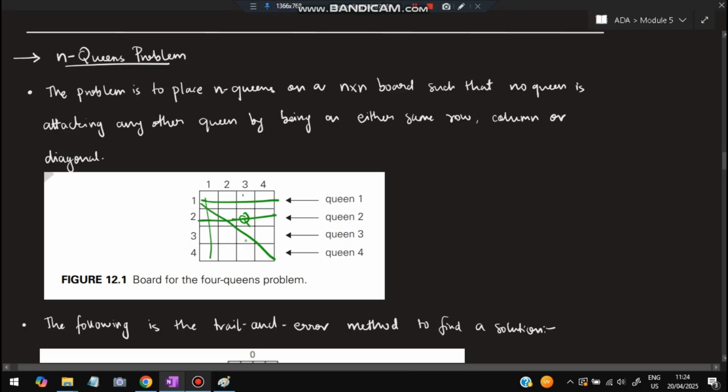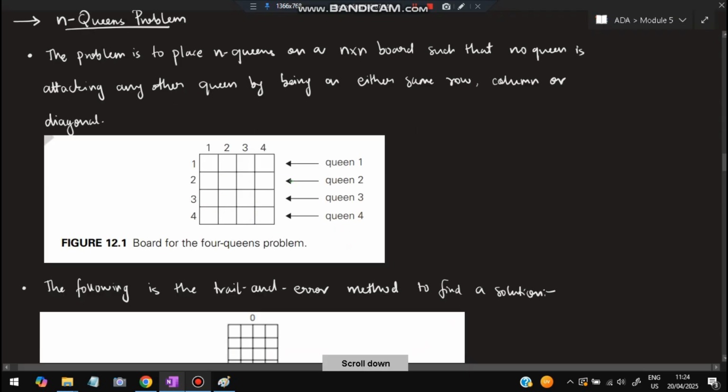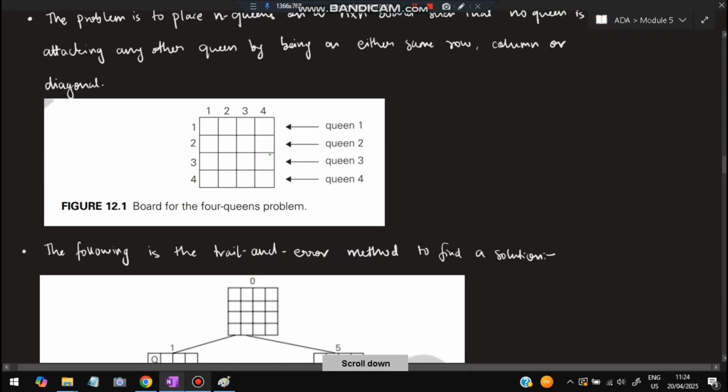Again, in these rows and columns, another queen cannot be placed, so we'll place a third queen here like that. Okay, so we have to place 4 queens in this matrix such that no queen can attack another queen. Means if I place a queen here, no other queen can be placed in these places, the diagonal. Got it? That is called the N queen problem.